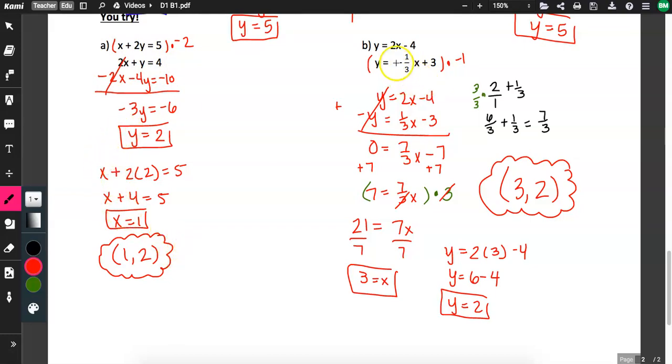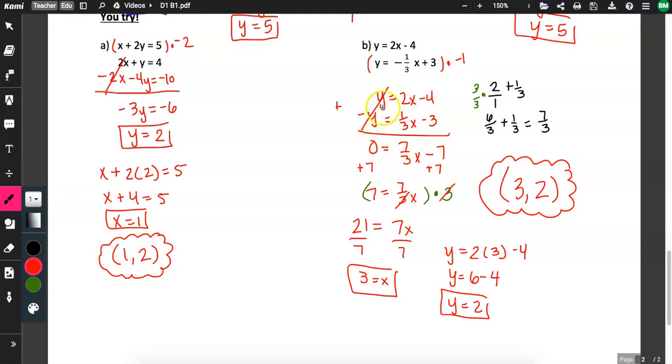Second one's a little trickier only because we have fractions. You could have substituted here because we have y equals for both. So they would have basically just been setting the equations equal to each other. But I decided to use elimination. So I multiplied the second equation by negative 1 to get rid of the y variable. And then I had to add fractions, so I did that over here, 2 plus 1/3.